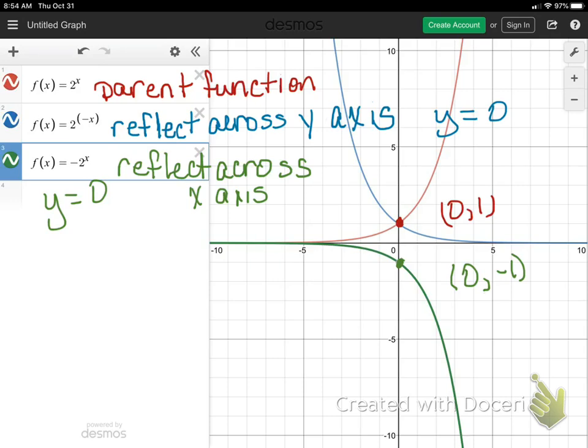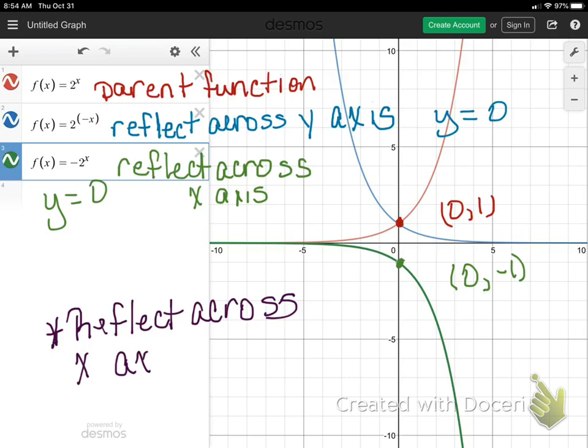Now, what I want you to think about before we go on to our next problem is, reflect across the x-axis first. Okay, so you're going to do your reflection first, then you're going to do your movement. You're going to do your reflection first, then you're going to do your movement. Okay? Can I go to the next screen? Anybody want pictures of that before I move it?